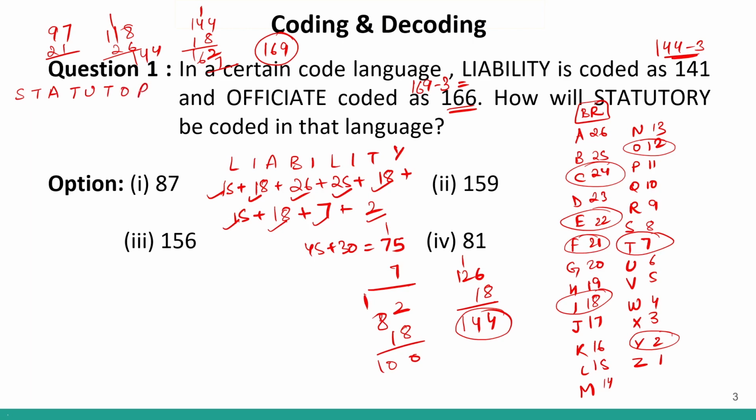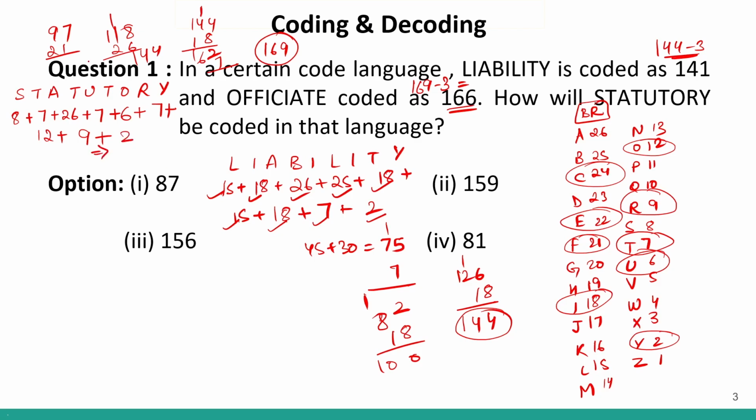This is your spelling, correct? S. S is how much? 8 plus 7 plus 26 plus 7 plus U is how much? 6 plus T is again 7 plus O is how much? 12 plus R is 9 plus Y. Y is how much? 2.